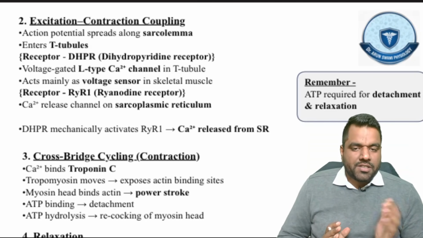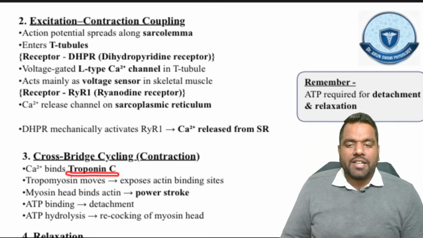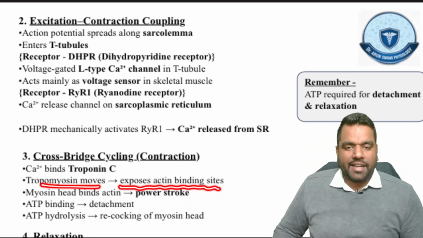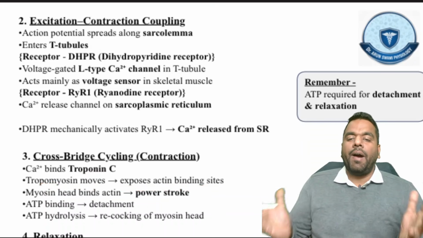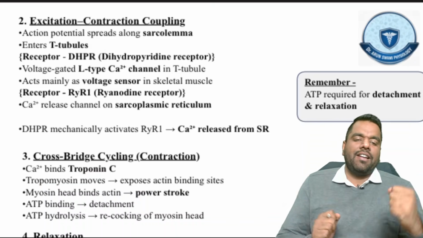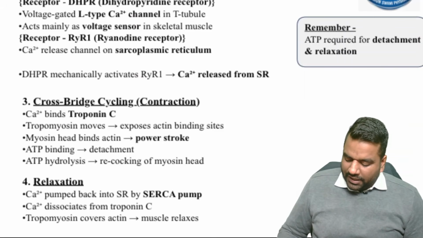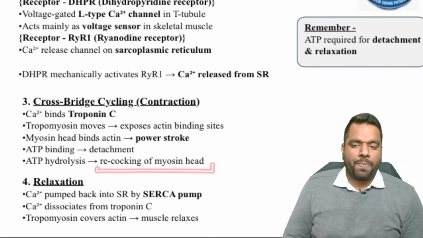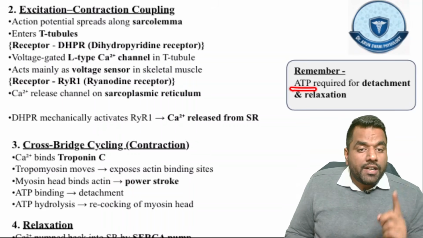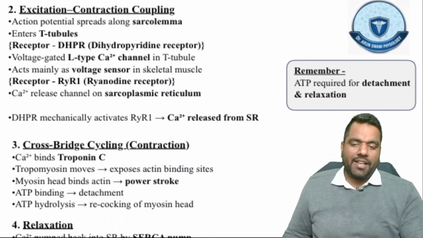Once this calcium starts coming out from the sarcoplasmic reticulum, it goes to troponin C and binds with troponin C, removes the tropomyosin, and exposes the actin binding area for the myosin. And the myosin head binds with the actin, using this ATP. There is a power stroke, and this leads to the muscle contraction. ATP binds, detachment, ATP hydrolysis, and recocking of the myosin head. Guys, please pay attention. This ATP is required for detachment and relaxation of the muscle. So in both conditions, the ATP is required.